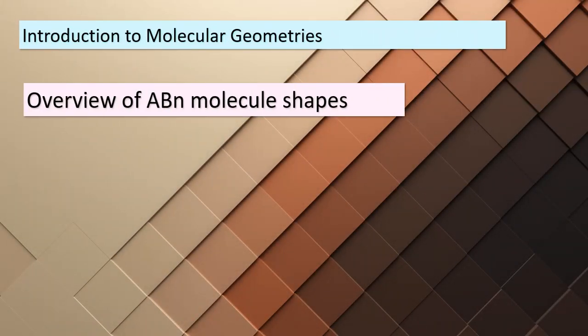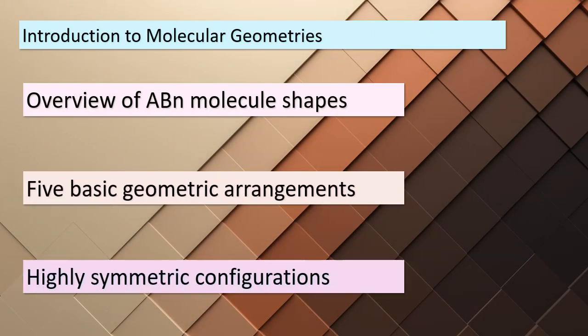Good day, students. Today, we're delving into the intriguing world of molecular geometries, where we'll uncover the fascinating arrangements of atoms within ABn molecules. Our journey begins with the realization that most ABn molecules can be understood through just 5 fundamental geometric configurations. These arrangements exhibit remarkable symmetry, and they all involve the distribution of n B atoms around a central atom. Now, let's proceed to explore these intriguing shapes.